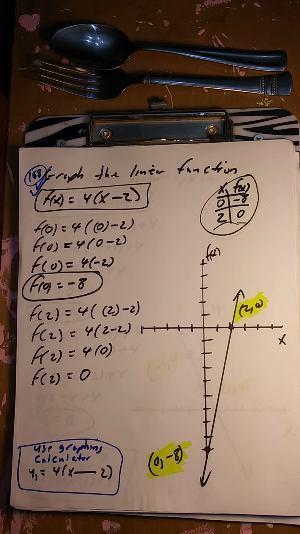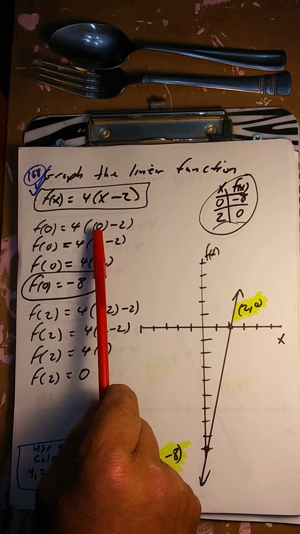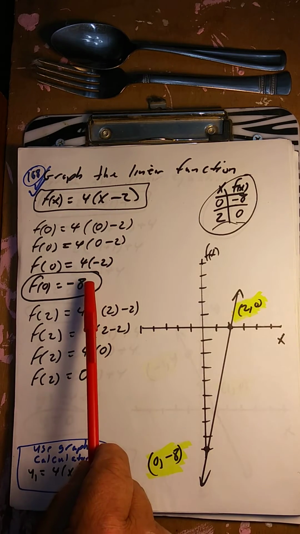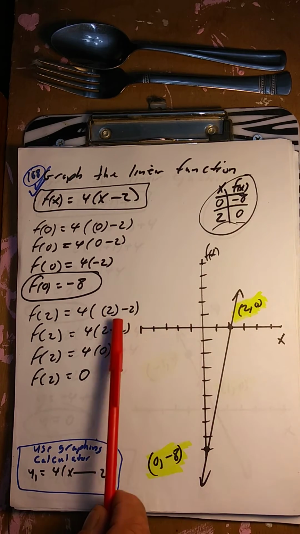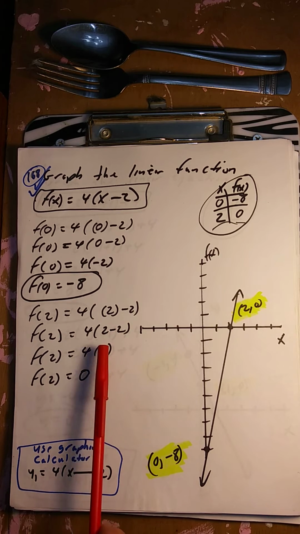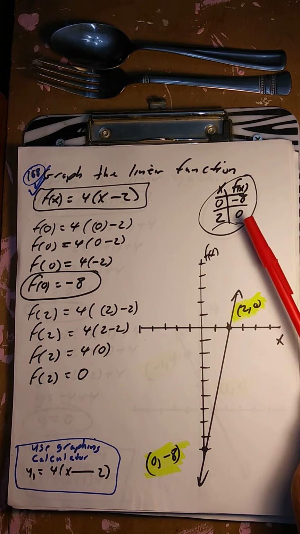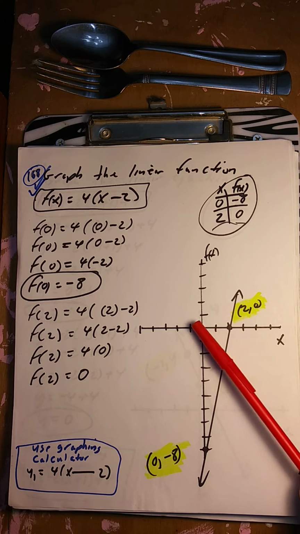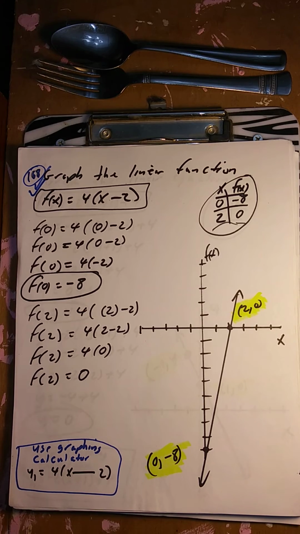Graph the linear function. Again, I'm just going to get some points. 2 points is enough for a linear function. So I'll put 0 in there. 0 minus 2 is negative 2, and negative times positive is negative 8. So at 0, negative 8. Now for the other point, put a 2 in there. 2 minus 2 is 0, and 0 times that is 0. So f of 2 is 0. So we have (0, negative 8) and (2, 0). Plot those and connect the line. Or you can use a graphing calculator if you want to, of course.